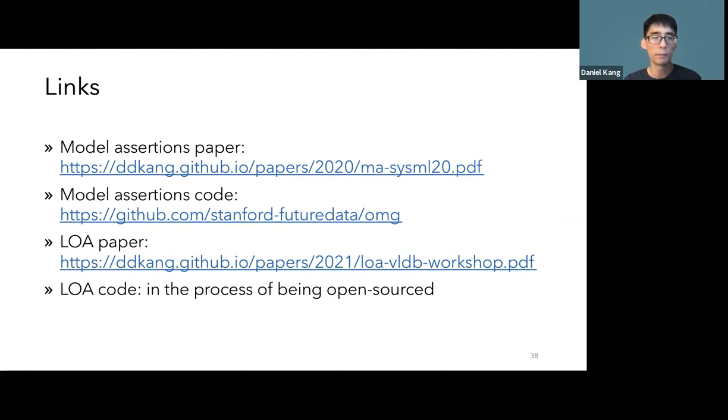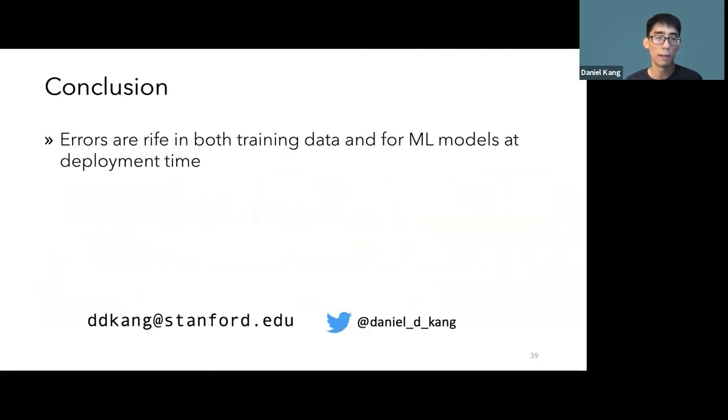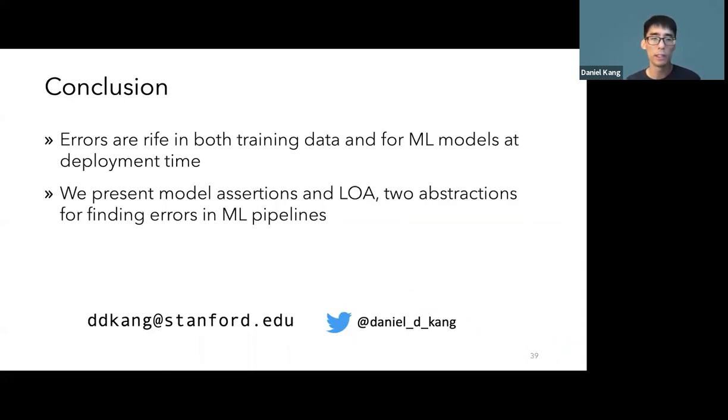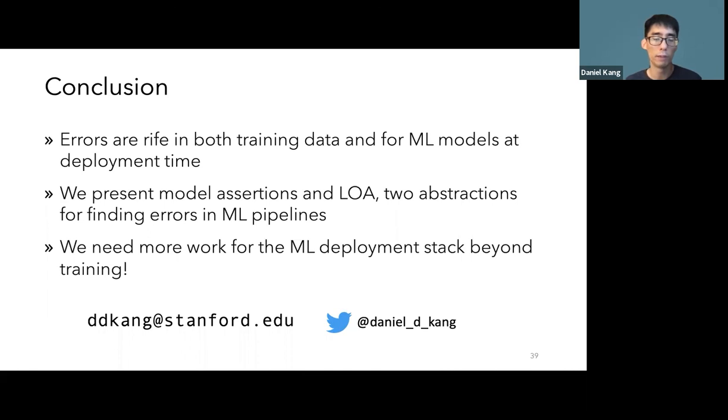But in conclusion, errors are rife in both training data and for ML models at deployment time. And we present model assertions and LOA, 2 abstractions for finding errors in ML pipelines. And I think we need much more work for the ML deployment stack beyond just training. And I hope that this talk serves as an inspiration for work that focuses on parts beyond just the training pipeline.